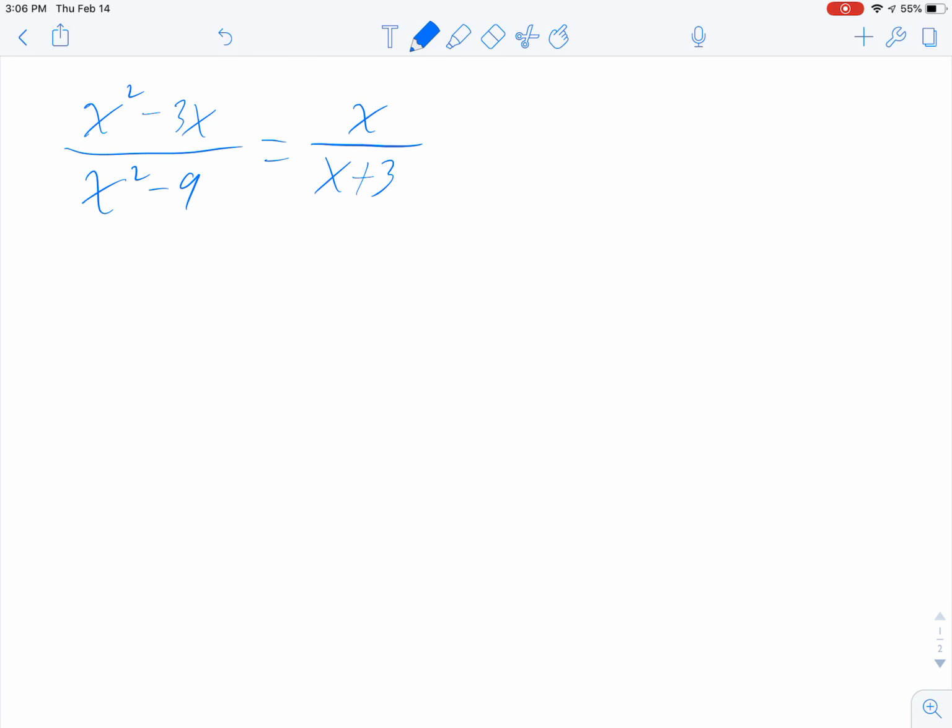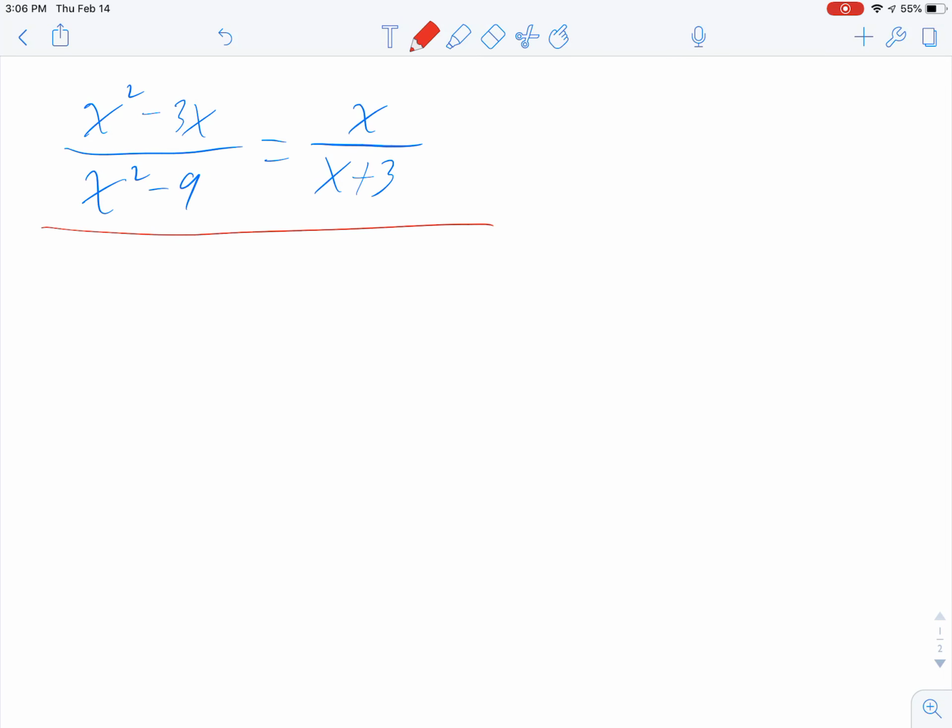However, in this case, when we're dealing with these algebraic fractions, we have a problem, which is we cannot divide by 0. You can't have 0 in the denominator of a fraction. It's undefined. And so whenever we're working with algebraic fractions, with rational expressions as we call them, we have to be aware of accidentally dividing by 0. So let me show you an example of what I mean.